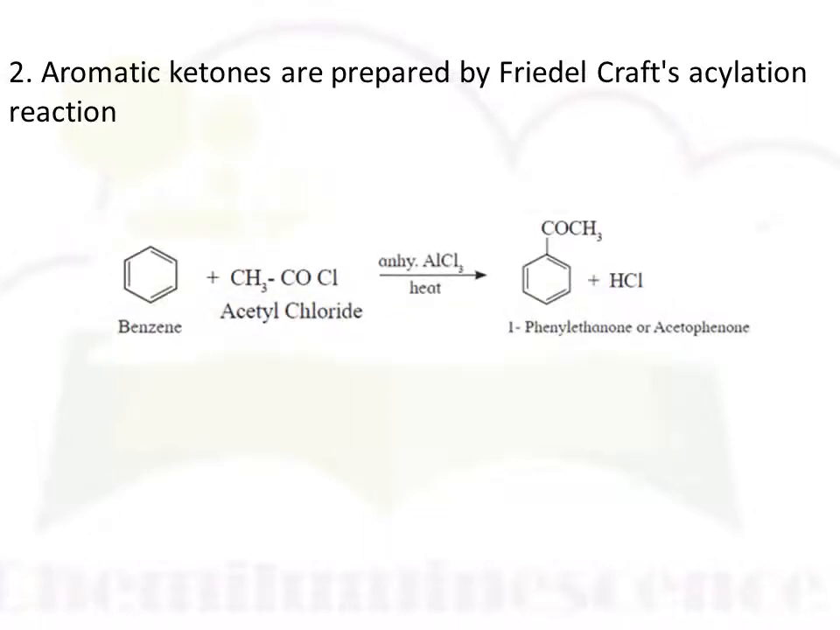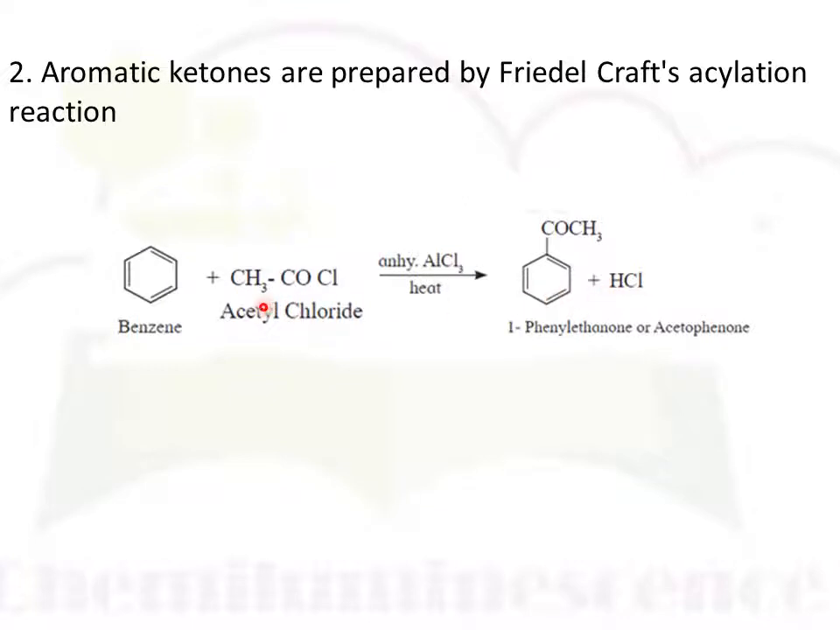Next we will study preparation of aromatic ketones. Aromatic ketones are prepared by Friedel-Crafts acylation reaction. Acylation means addition of acyl group. Let's see what is Friedel-Crafts acylation reaction. This is an example. Benzene on reaction with acetyl chloride in presence of anhydrous AlCl3 forms 1-phenylethanone or acetophenone as a product and HCl as a side product.